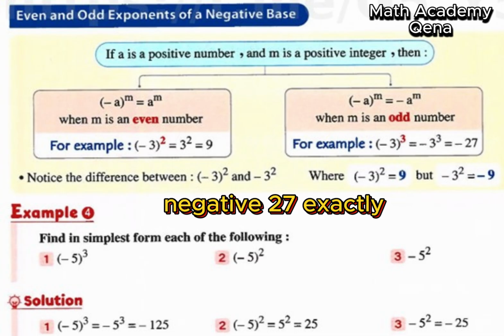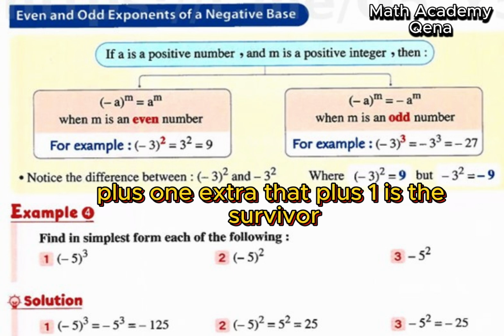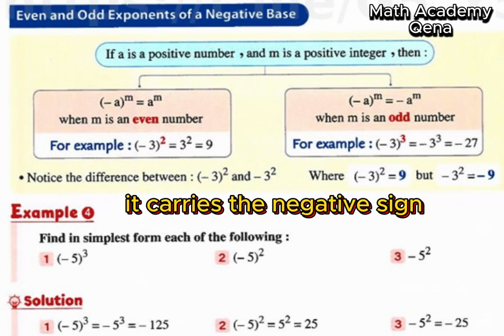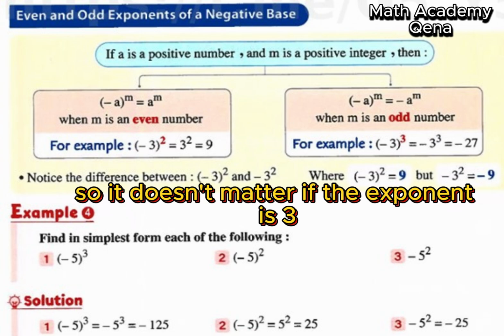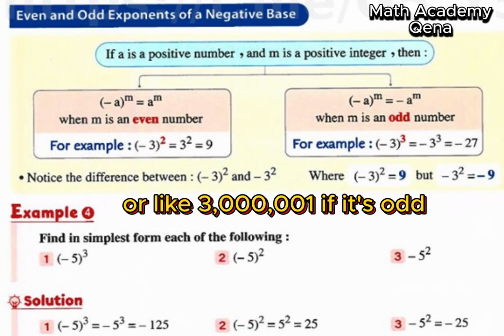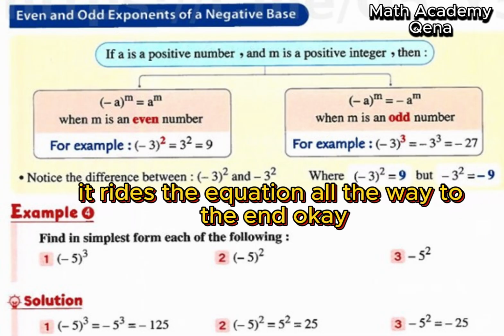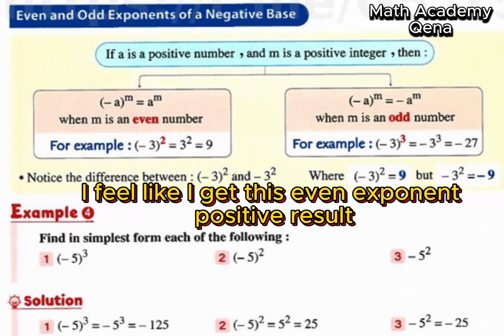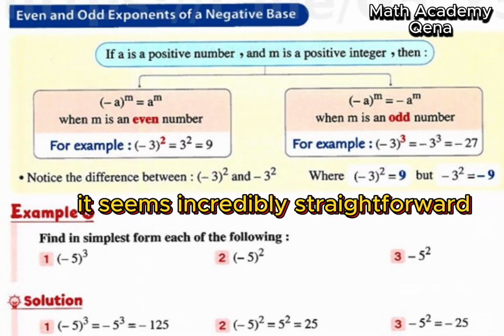-27. Exactly. An odd number is essentially just a bunch of pairs, plus one extra. That extra one is the survivor. It carries the negative sign all the way to the final answer. So it doesn't matter if the exponent is 3 or 3,000,001. If it's odd, that negative sign is basically bulletproof. It rides the equation all the way to the end. Okay. I feel like I get this. Even exponent, positive result. Odd exponent, negative result. It seems incredibly straightforward.